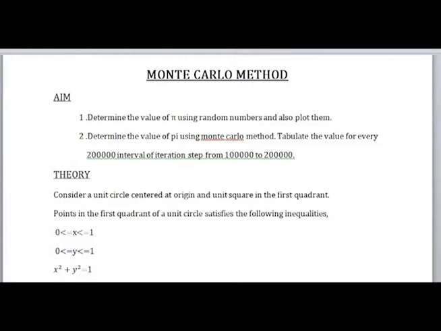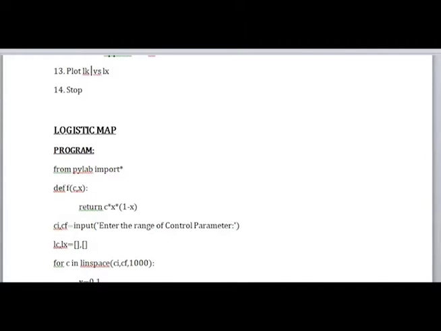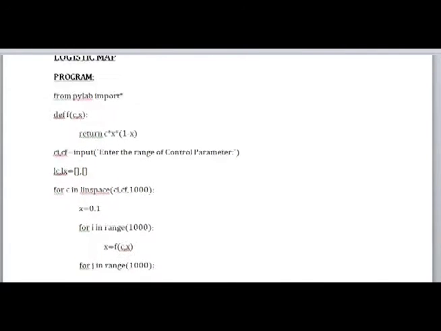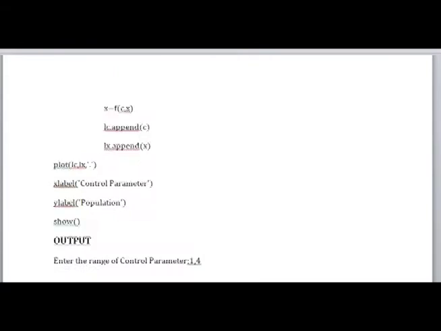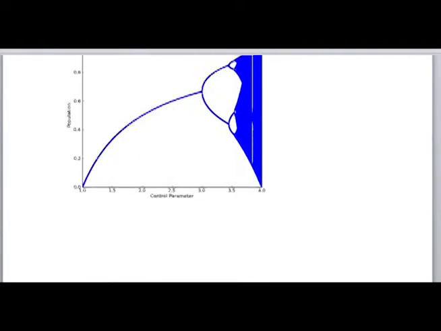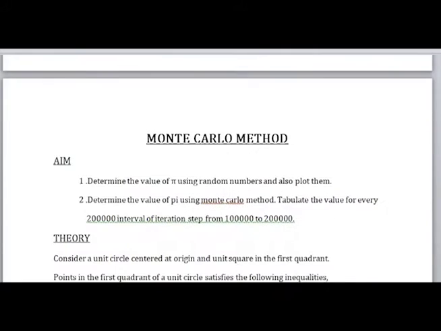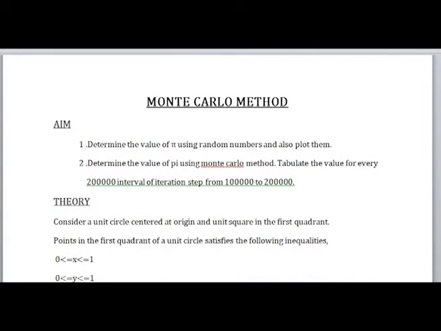The aim of this Monte Carlo method is to determine the value of pi using random numbers, and to plot how you are going to get it using the random numbers. And one more question is there: determine the value of pi using the Monte Carlo method. Tabulate the value of pi for every 2000 intervals of iteration, and print iterations from 1 lakh to 2 lakh.